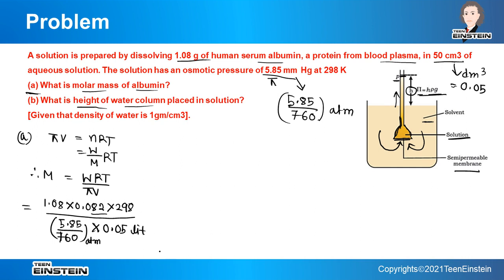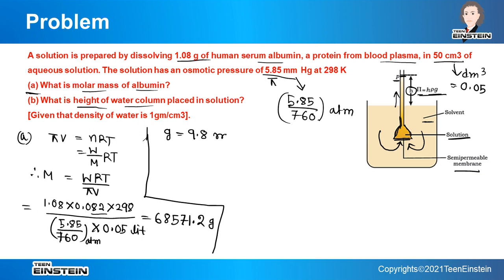So from this calculation you will get the value of molecular weight, which is 68571.2 gram. So this is the first question's answer. Okay. Now for the second part we have to use pi equal to h rho g. But before that we have to know what is the value of g, acceleration due to gravity. It may be given, it may not be given, so better you remember the value.